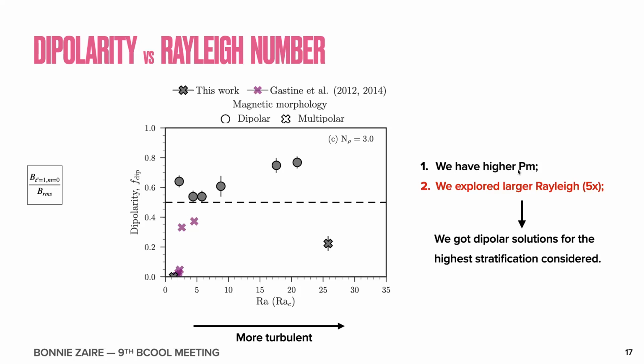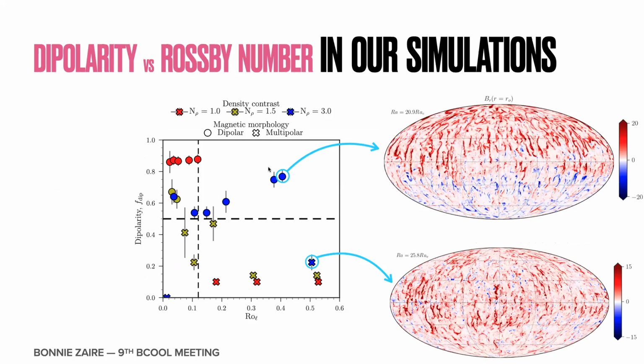So we have higher magnetic Prandtl numbers than Gastini. They used 2, and we also explored larger Rayleigh number for vigor of convection in our simulations. And as a result, we got strong dipolar solutions for this higher stratification considered. So let's see how this appears in the Rossby number. Here you can see our simulations shown with different colors as the density contrast varies. In red, we have the weakest stratified case, and in blue, we have the highest stratified case.